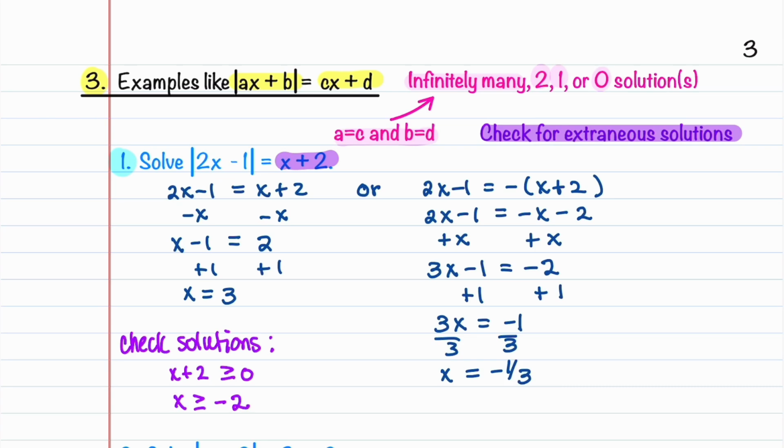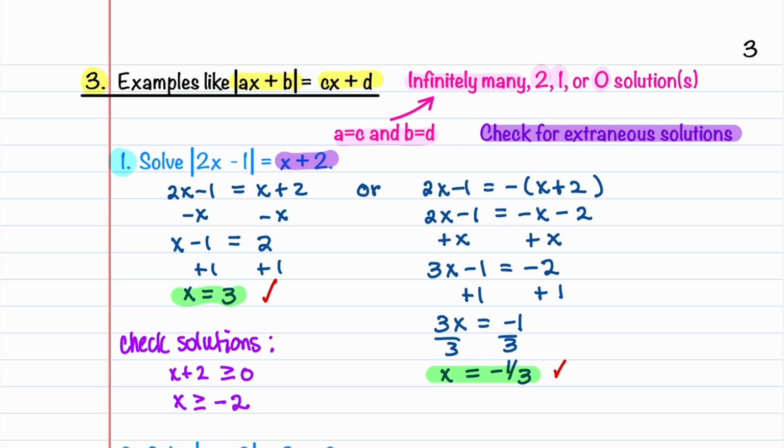Now we're going to go back up and we're going to look at both of our solutions and see if they're greater than or equal to negative 2. Let's look at our first one. Our first solution is x is equal to 3. 3 is definitely greater than or equal to negative 2. So let's put a check here. That is a solution. Now let's look at our second one. x is equal to minus 1/3. Minus 1/3 is also greater than or equal to negative 2. So this is also a solution.